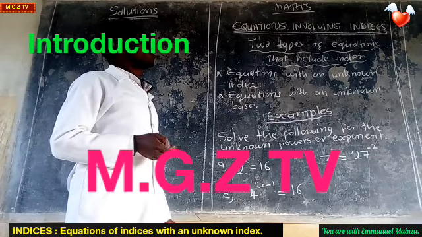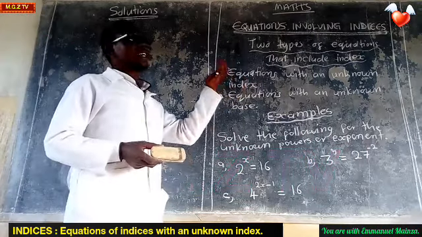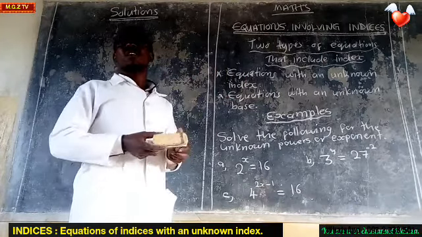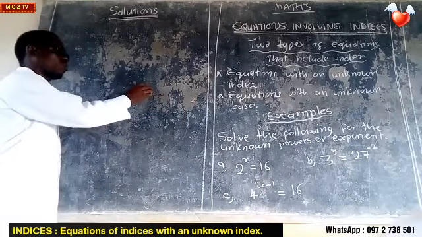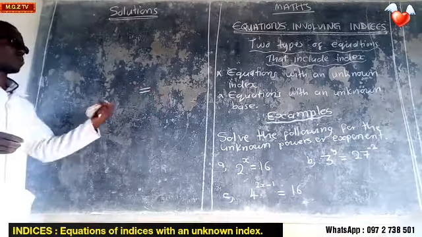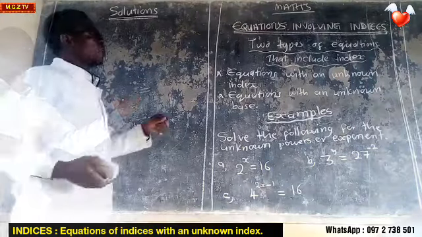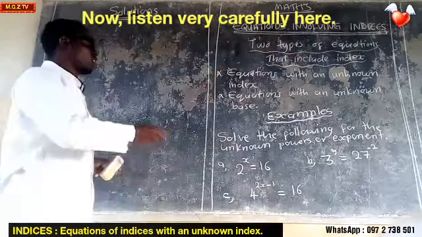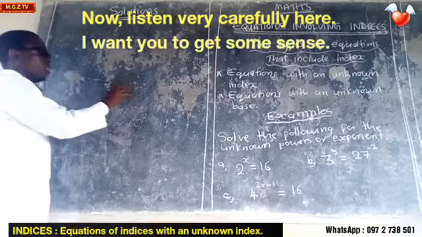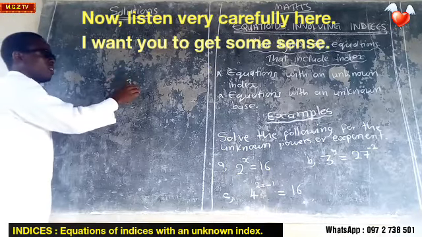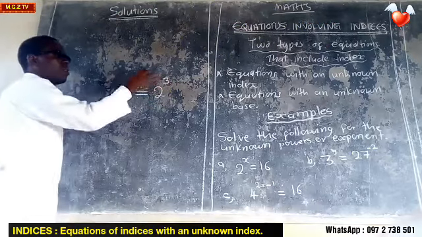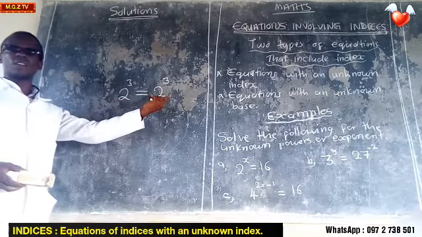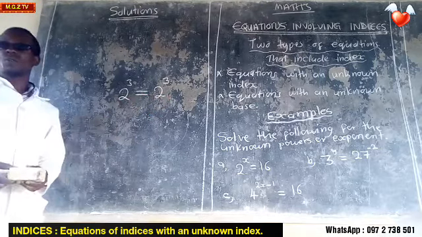Today's lesson is on equations. I'm sure we all know how to work with equations. An equation is any statement with the symbol equals. When we say equations involving indices, it is an equation with powers, like 2 to the power 3 equals 2 to the power 3. What I have on this side is also there, meaning these two are equal.